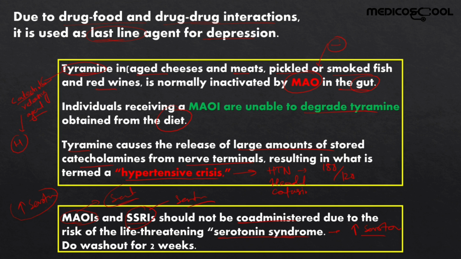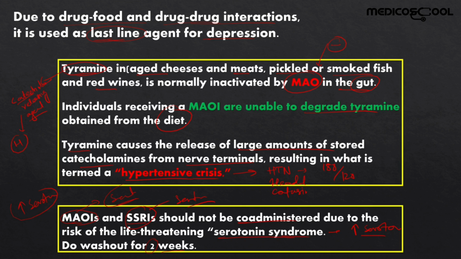So in order to give a monoamine oxidase inhibitor, we have to do a washout of the SSRIs for about 2 weeks, or vice versa. So that's all regarding the monoamine oxidase inhibitors.